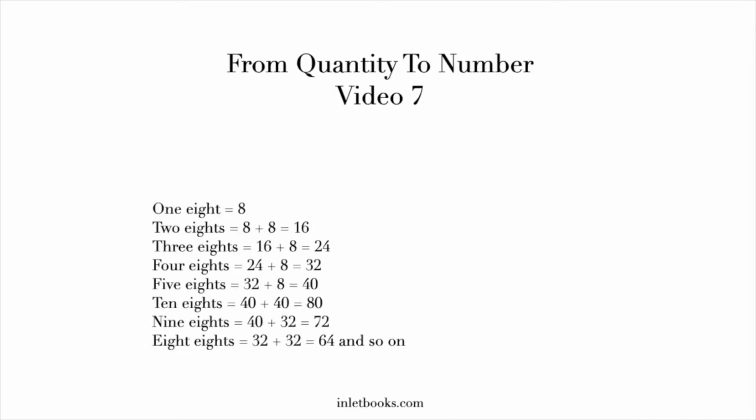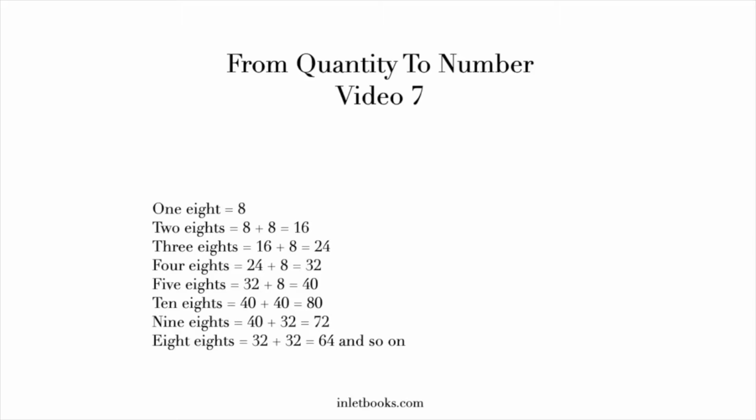For example, let's look at counting by 8. 1 8 is 8, 2 8s, 8 plus 8, that's 16. 3 8s, 16 plus 8, that's 24. 4 8s, 24, and one more 8, 32. 5 8s are 32 plus 8, or 40.